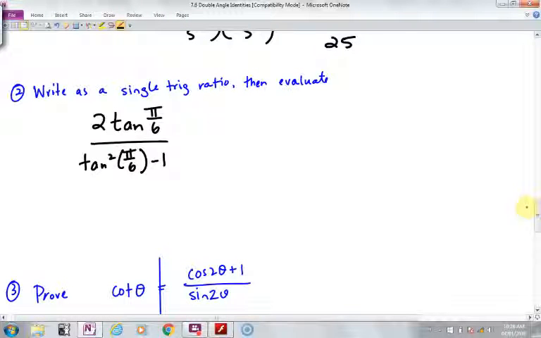Write as a single trig ratio and then evaluate. So we have this 2 tan pi over 6 all over tan squared pi by 6 minus 1. Okay? So when you see something like this, you should be thinking, hey, write as a single trig ratio. Well, that looks kind of familiar to me. Is it one of my identities? Is it one of my identities up here? Is it the same as this one? It's not quite, right? It's close, though.